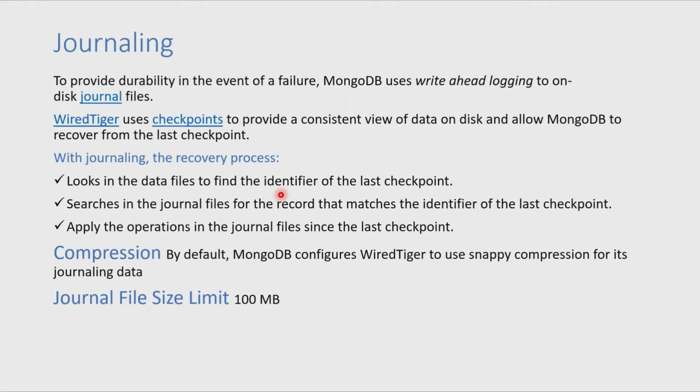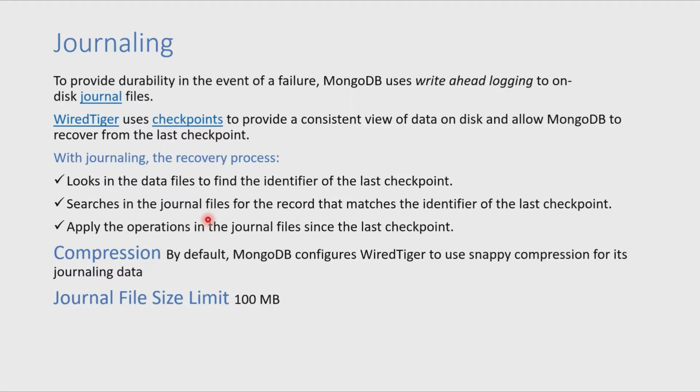So there is one more term which is coming up very frequently, which is journaling. It provides the transaction logs, which are used during the recovery of the instance. Let's see what happens in the recovery process. It will look for the data files when the system is coming up, to find the identifier of the last checkpoint, and after the last checkpoint it will search for the journal files that have all the records that match the last checkpoint.